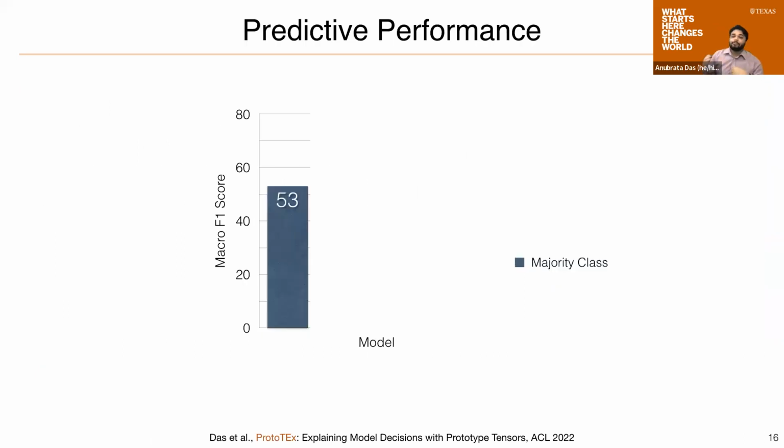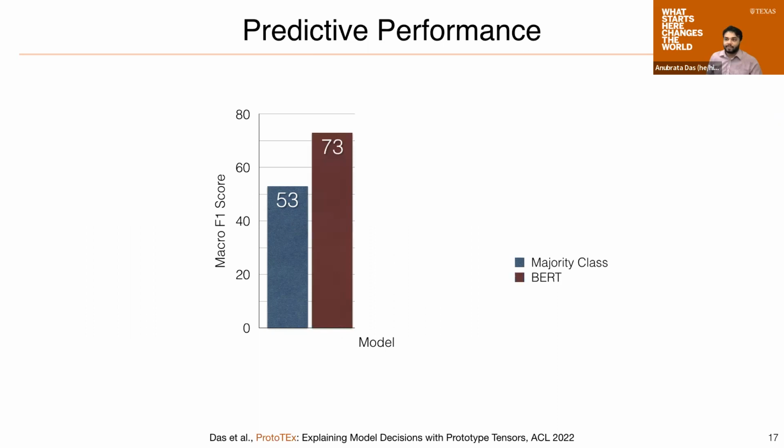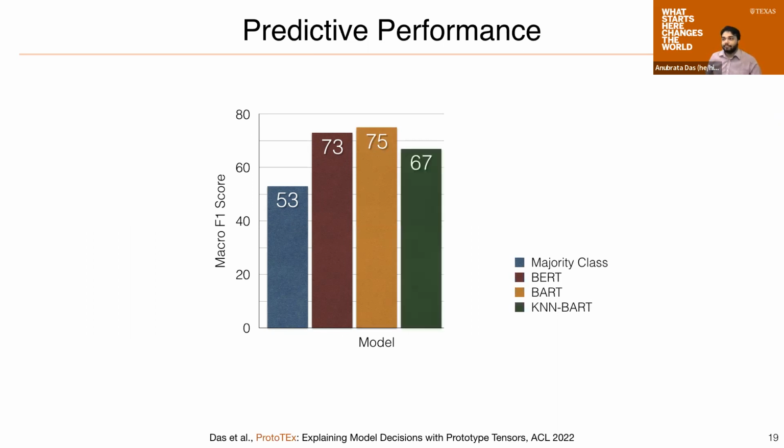To compare the predictive performance, we look at several baselines. The first one is, if we just pick the majority class, then we'll get an F1 score of about 53. If we fine-tune BERT on this dataset, we get an F1 score of about 73. When we fine-tune BART on this dataset, we get an F1 score of 75. To look at some alternative for case-based reasoning or similar explainable alternative, we take the BART representation and feed it through a k-nearest neighbor algorithm, and we achieve about a 67 F1 score in that case.